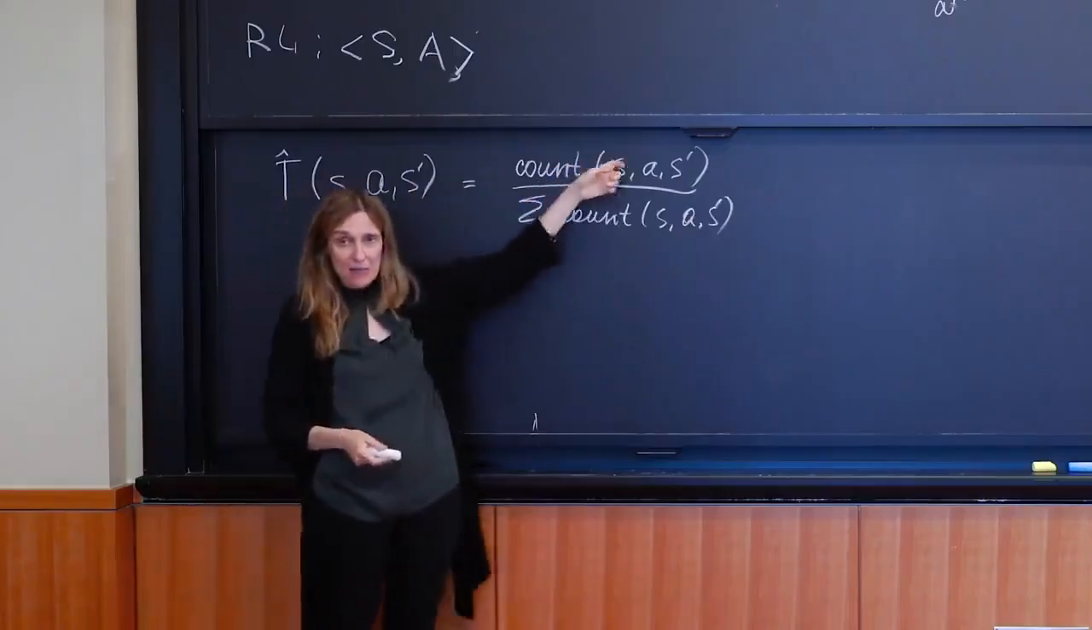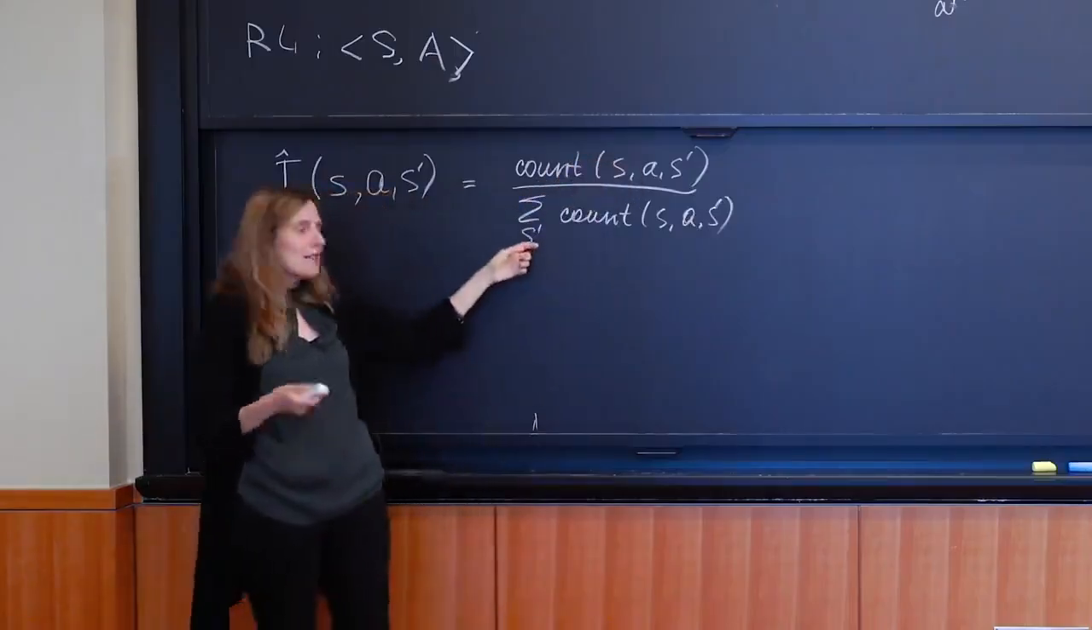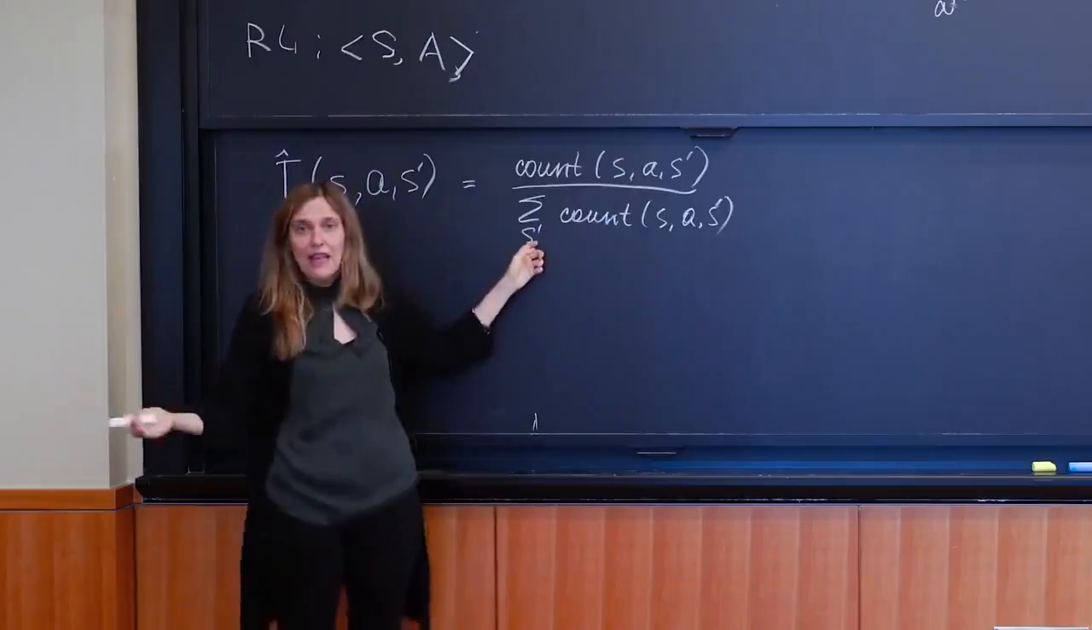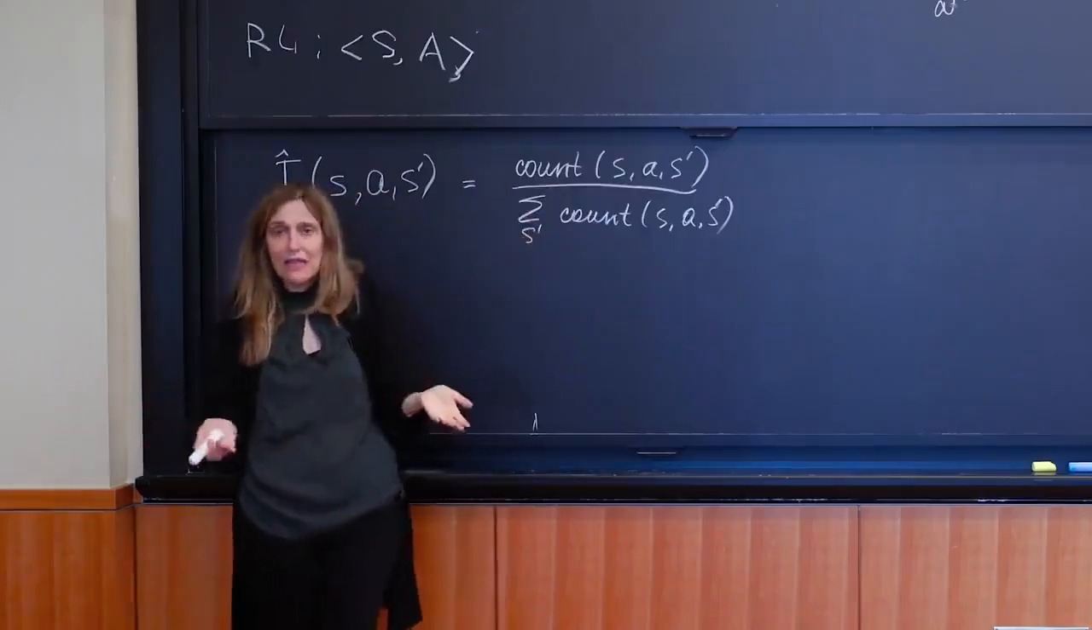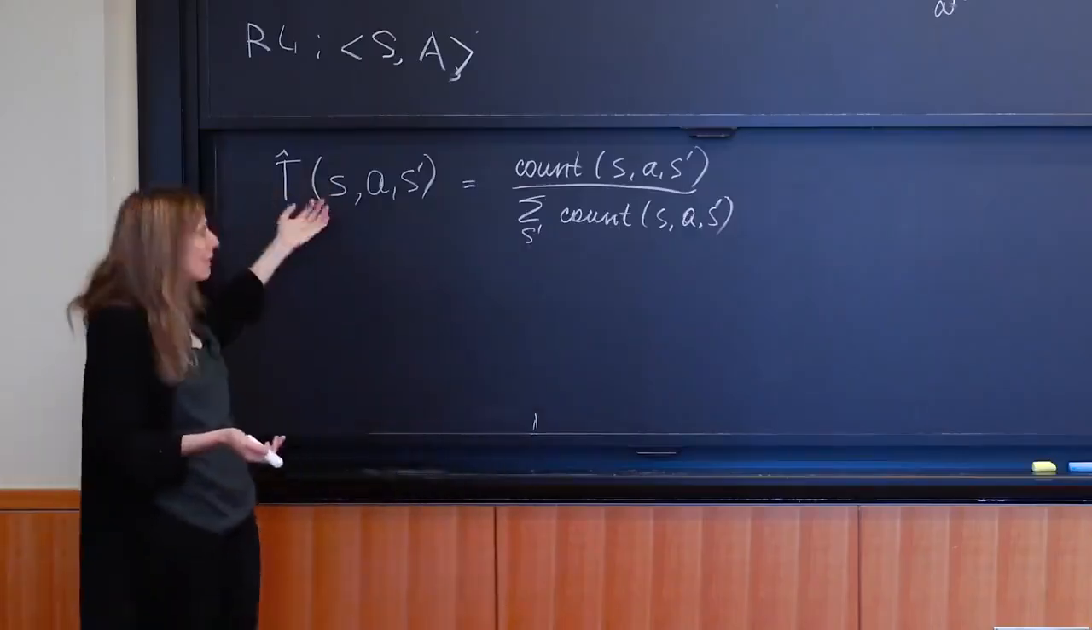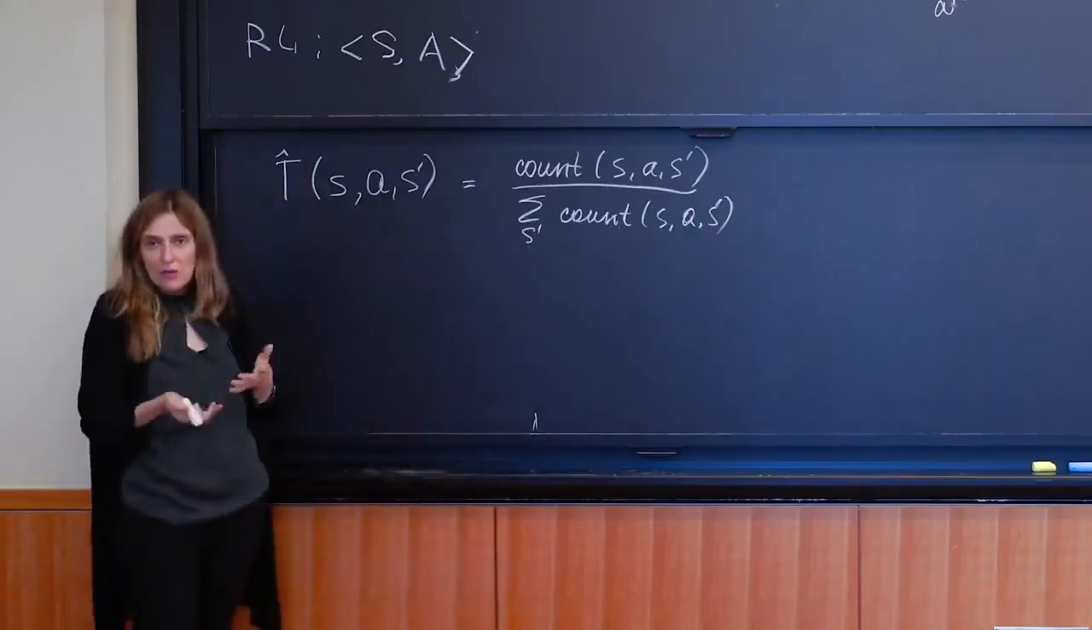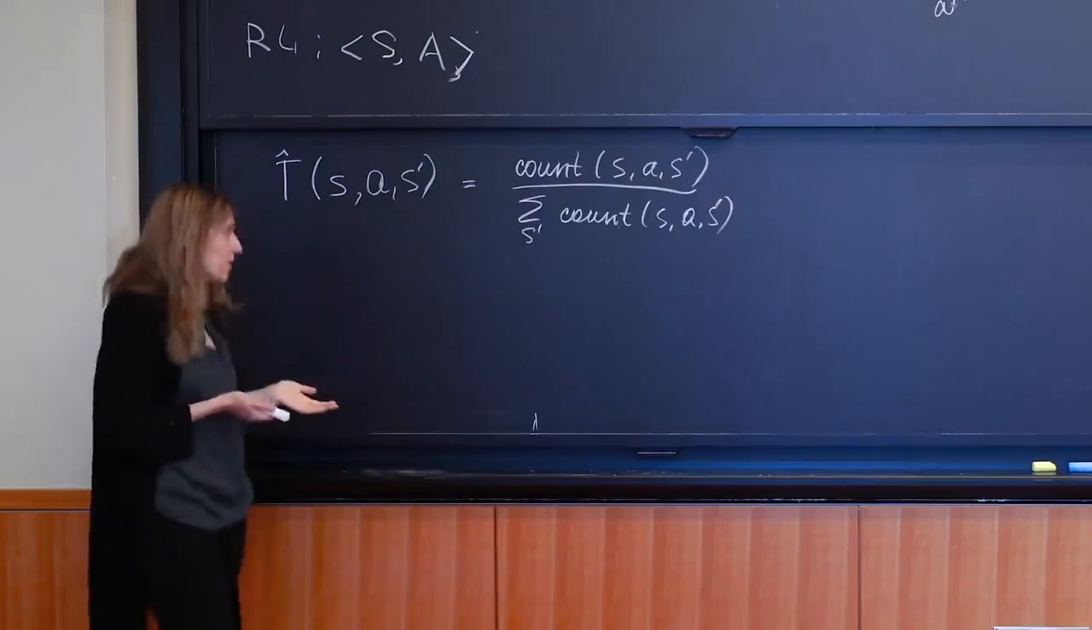So notice that here it's a specific S prime. Here we're summing up over all possible follow-up states. So this will give you an estimate, and if you try enough times, you can assume that this empirical estimation would be close to the real transition probability.